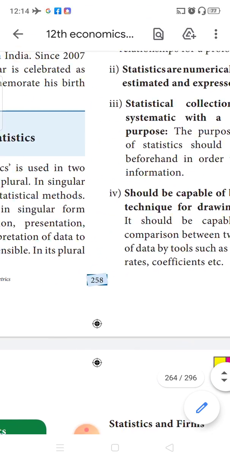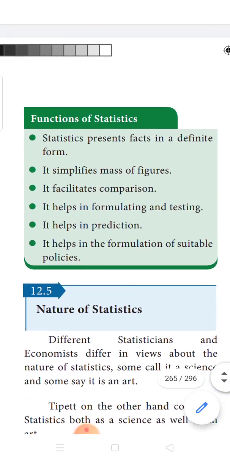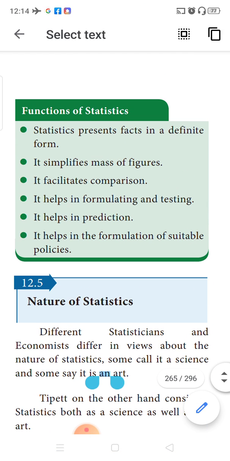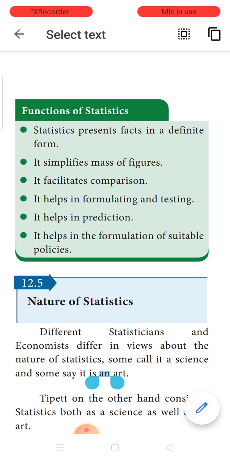Next is functions of statistics. What does statistics do? It presents the facts only. No fictions are there in statistics. No assumptions are there. Statistics always relates only to facts and figures. So, it presents the facts in a definite form. What definite form? In a numerical form.